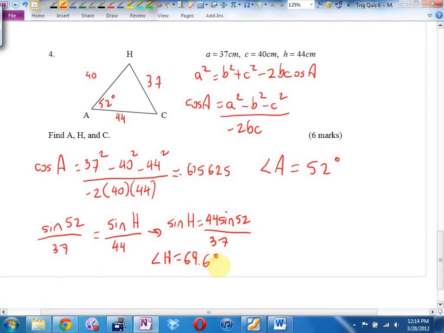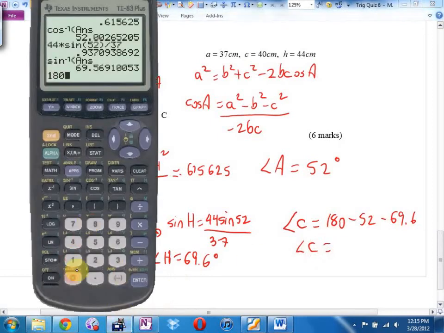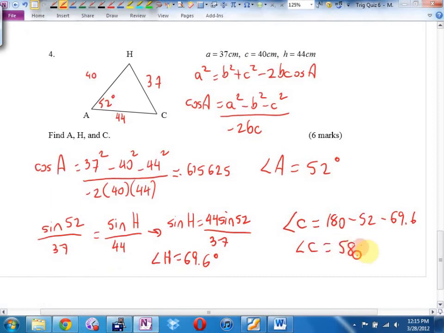Oh, do I know 2 angles now, Chelsea? Then I know the third. I was going to actually use the sine law, and I went, wait a minute, I can go angle sum of triangles. Angle C is going to be 180 minus 52 minus 69.6. Angle C is going to be 180 minus 52 minus my last answer, 58.4. 2 marks for that.